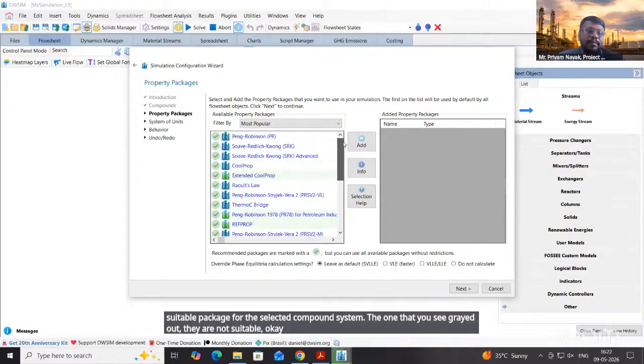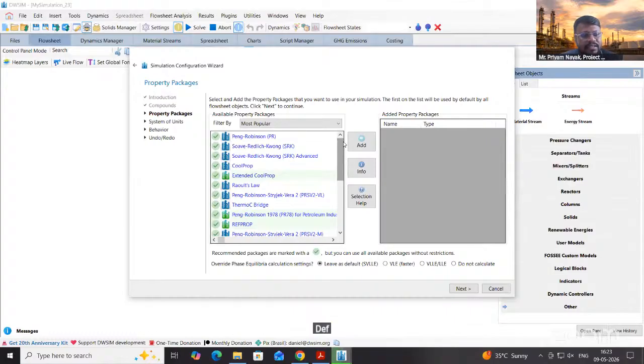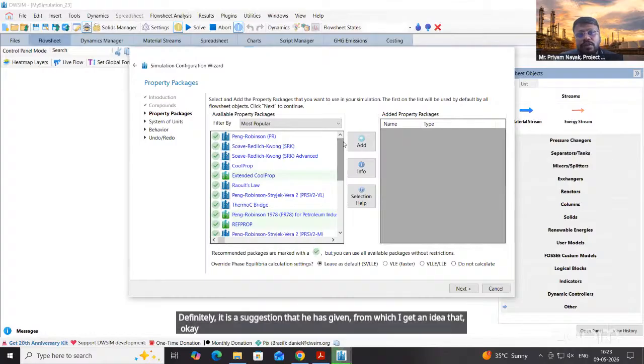But we should not completely rely on DWSIM, or for that matter any process simulation software, for the selection of the thermodynamic package. Definitely it is a suggestion that it has given, from which I get an idea that, okay, I should use the equation of state model, but we should also have a good understanding of thermodynamic concepts to actually select a correct thermodynamic package.